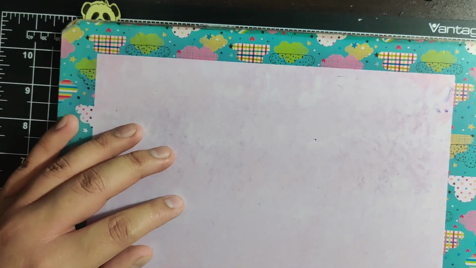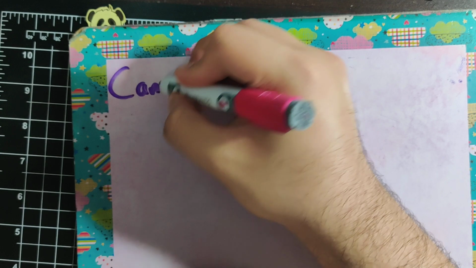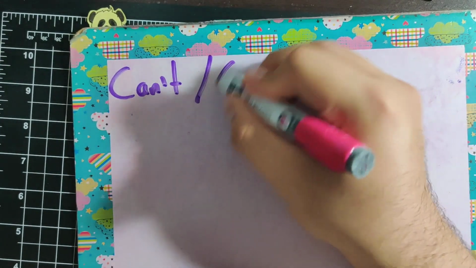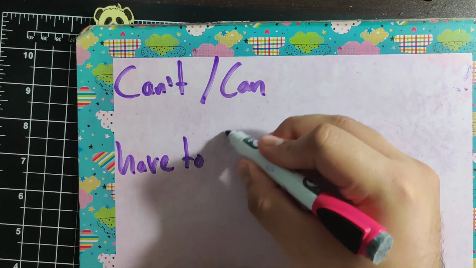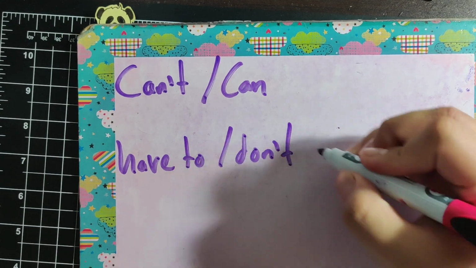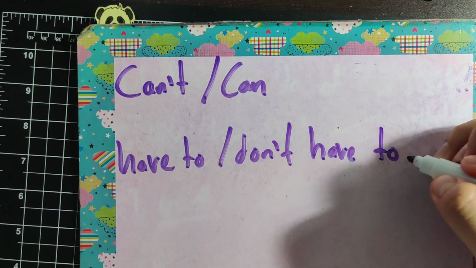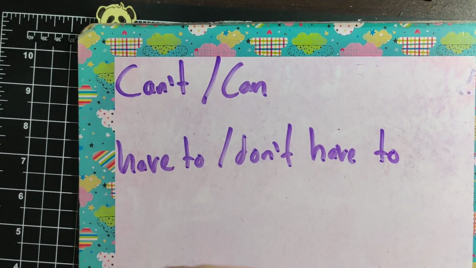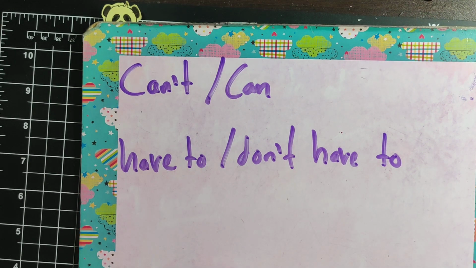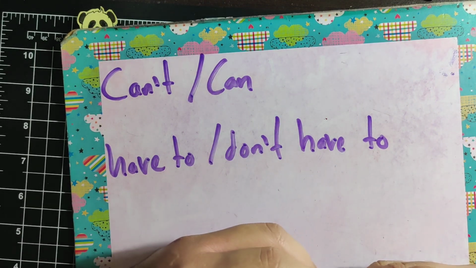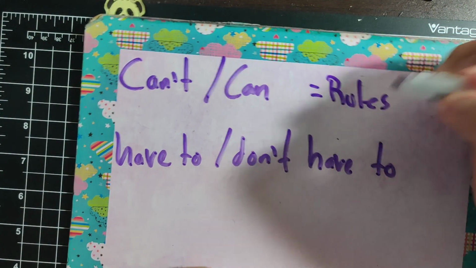Now, let's continue on to the next part. Antes de que se haga más rápido el video. Now, the next part is going to be simple. We have can't, can, have to, and don't have to. Can't, can, have to, and don't have to. Now, these are pretty simple, but they're extremely important when it comes down to expressing yourself a little bit more. Okay? Especially if you want to set rules or obligations.